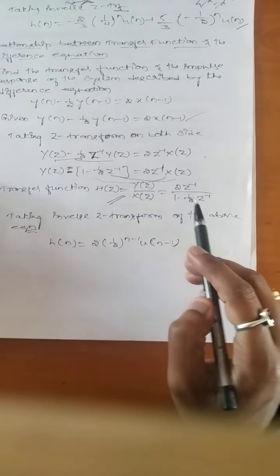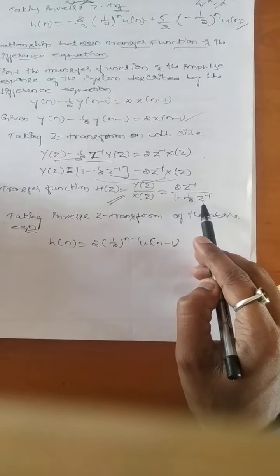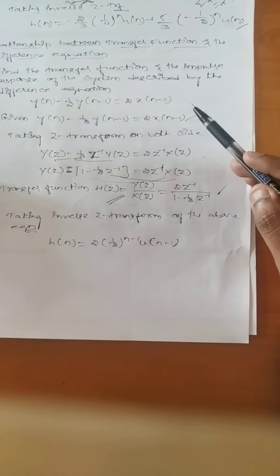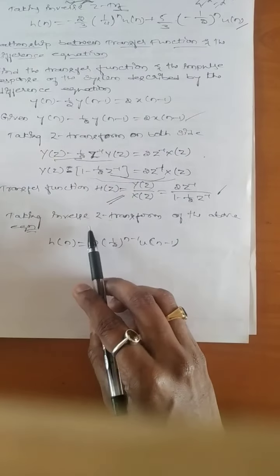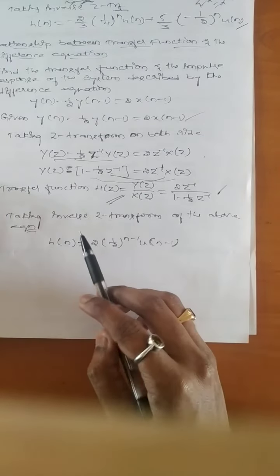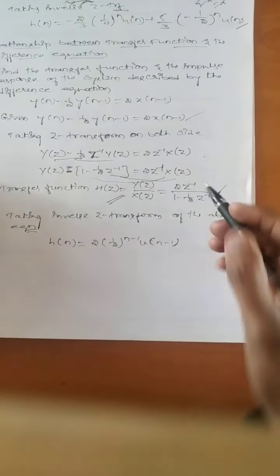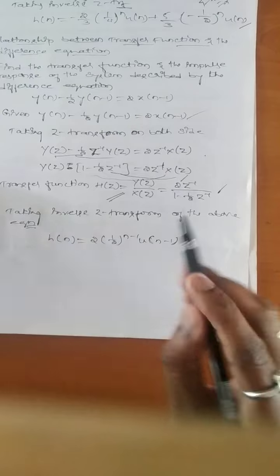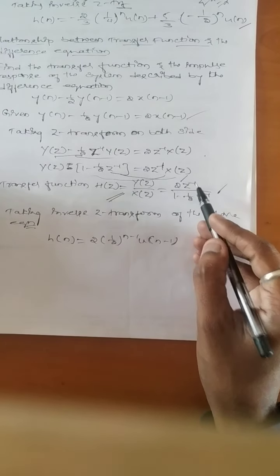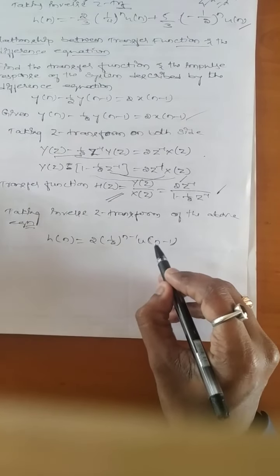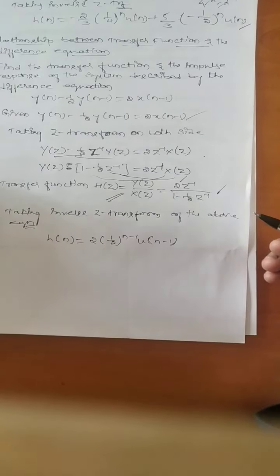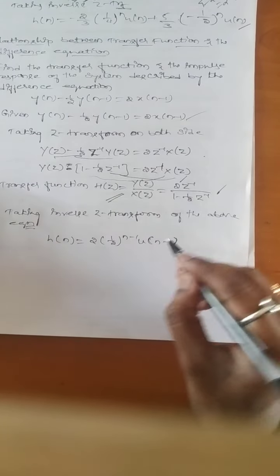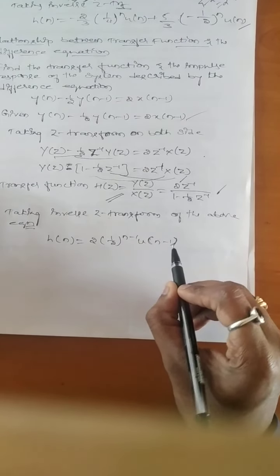So 2z inverse divided by 1 minus 1 by 2 z inverse. This is the equation which can relate with the difference equation. Now taking inverse z transform of the above equation, you will get h of n equals 2 into alpha to the power of n, that is 1 by 2 whole to the power of n, but in this case z to the power of minus 1 is there, so that's why we are writing n minus 1 into u of n minus 1.